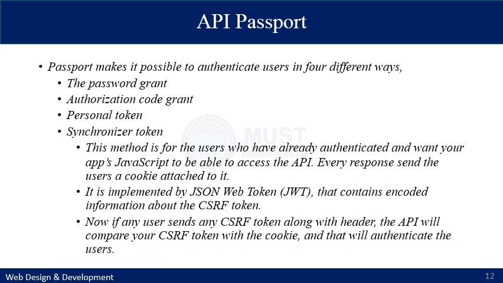The final method is the synchronizer token, and this method is for users who have already authenticated and want your app's JavaScript to be able to access the API. So every response sends the user a cookie attached to it. It is implemented by JSON Web Tokens that contain encoded information about the CSRF token. Now, if the user sends any CSRF token along with the header, the API will compare your CSRF token with the cookie, and that will authenticate the users.